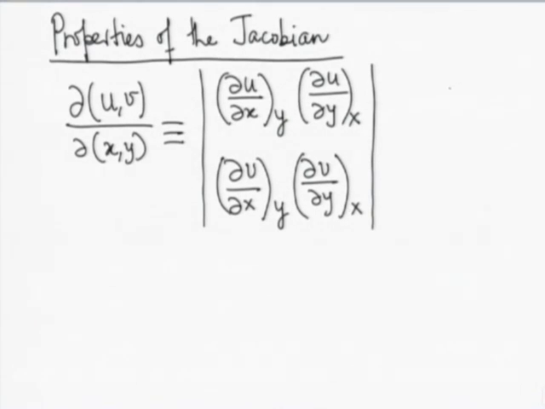Notice that the first row are derivatives of u, second row derivatives of v, first column derivatives with respect to x at constant y, and second column derivative with respect to y at constant x. This is the definition. And the advantage, or the property, of the Jacobian is that it behaves almost like an ordinary derivative.